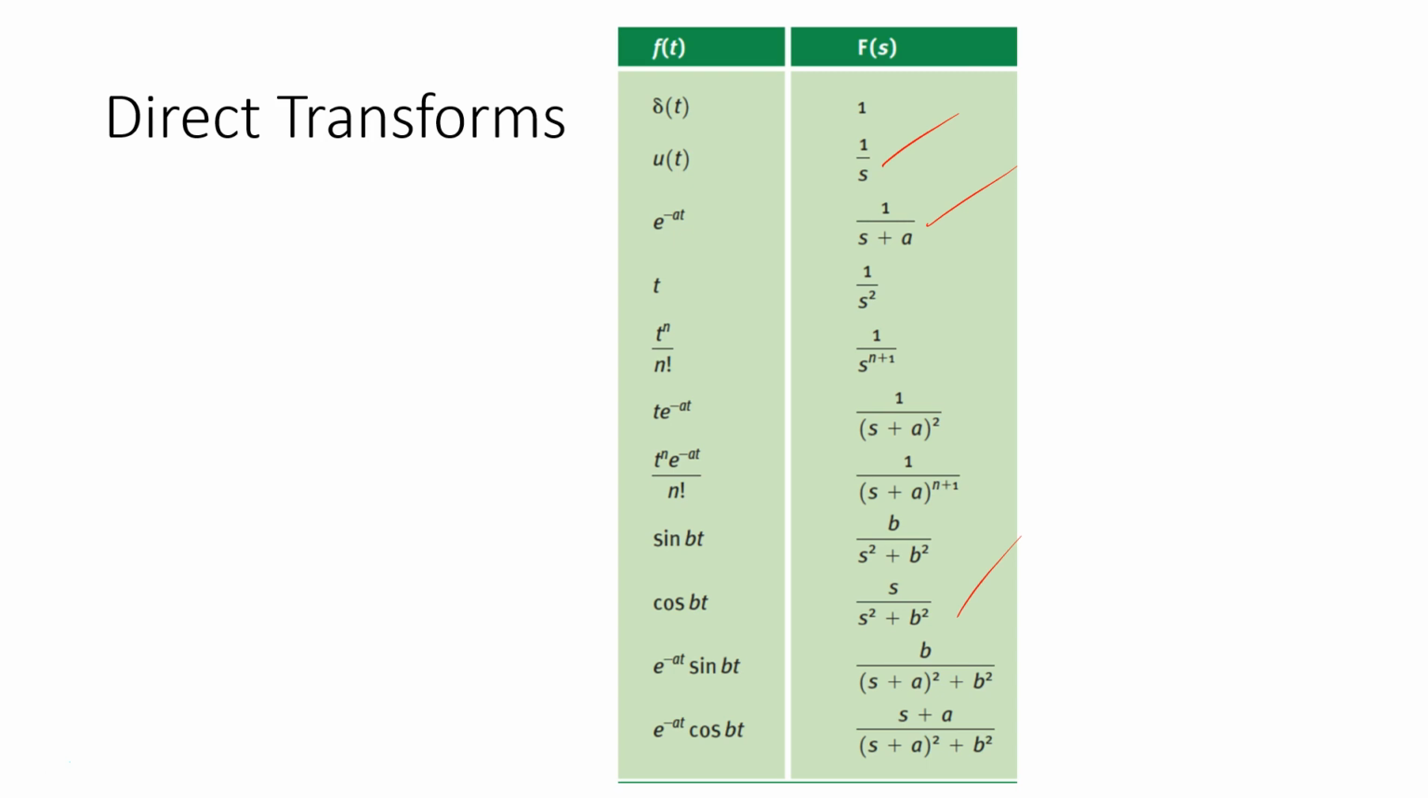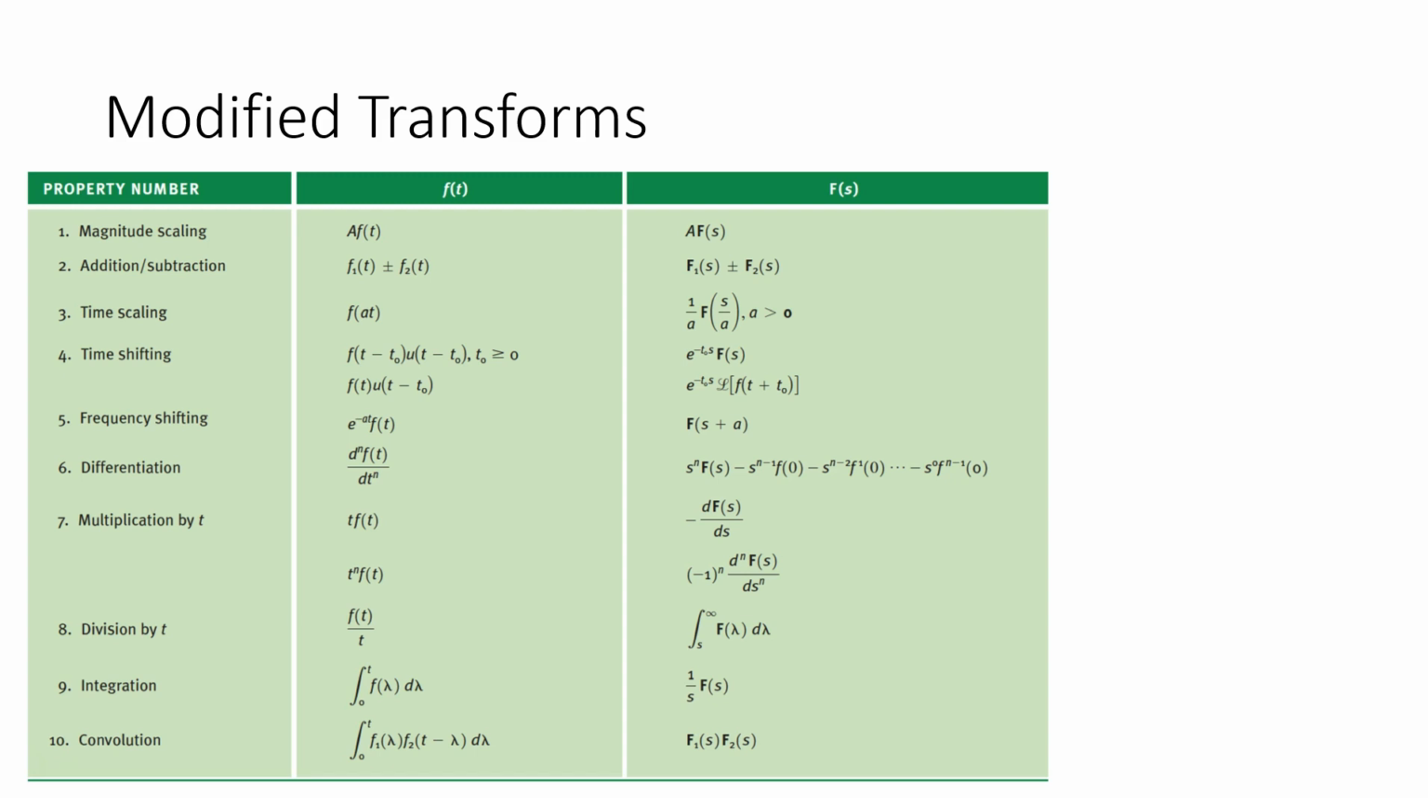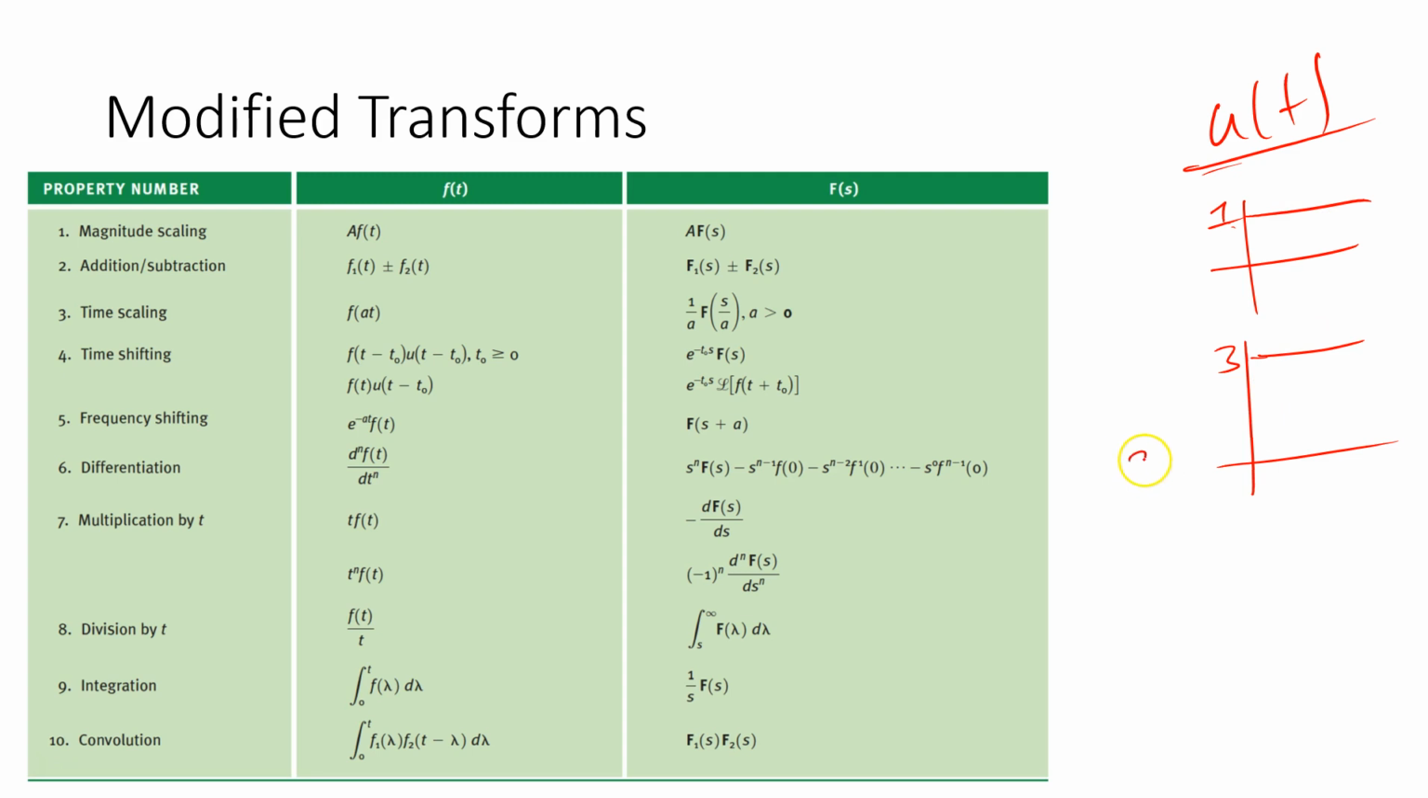To do that, you have to look at the next table, which tells you how to modify your transforms. So if you have f of t and you want to multiply it by a, so if you had u of t as your function, which is your unit step, but you don't have it at 1, what if you had it at 3 instead of 1? Then if this is u of t, this is 3 u of t. So it represents a magnitude scaling.